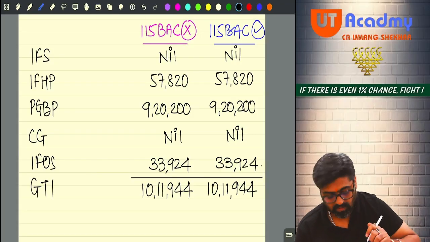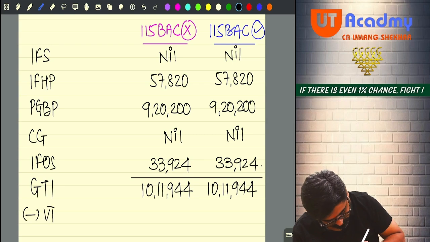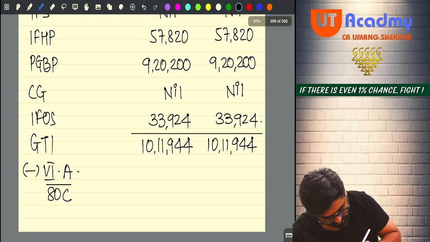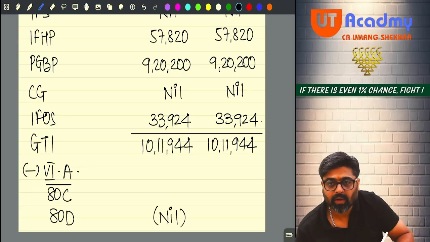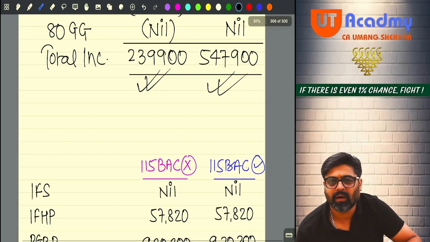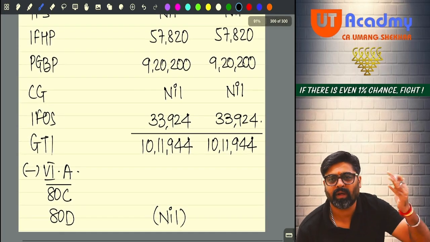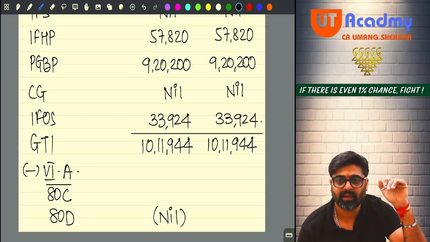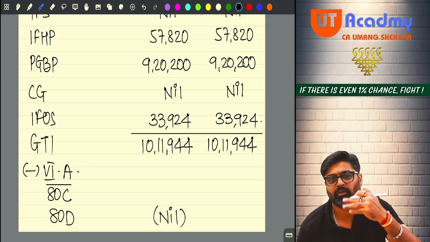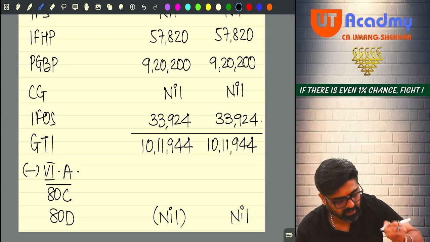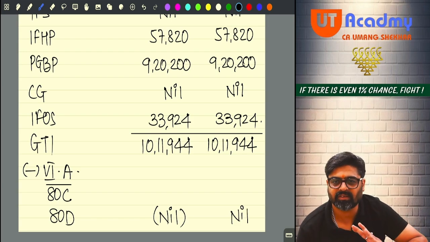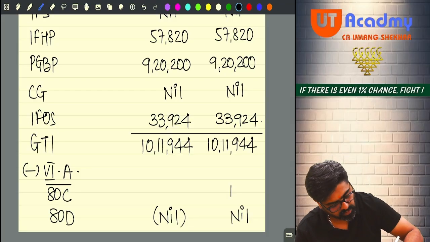Now, Chapter 6A deductions. Two deductions you have identified: one is 80C and another is 80D. Can you claim 80D? No. Because under the normal scheme also you cannot claim. One was for a dependent brother, another was for a dependent son, but it was paid in cash, hence not allowed. And here also you cannot claim. Chapter 6A deductions are not allowed under 115 BSE.